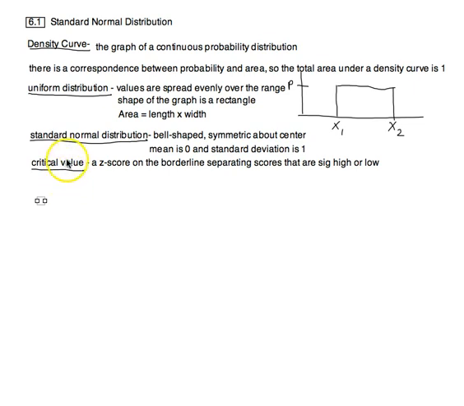Okay, so we're going to take a look at some examples for what you may see in your homework. So let's take a look at the first example.